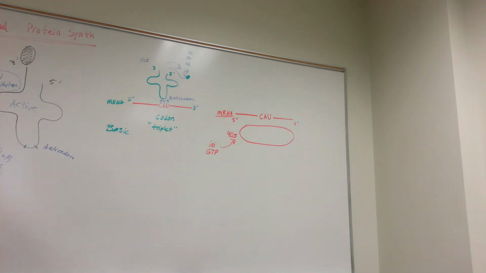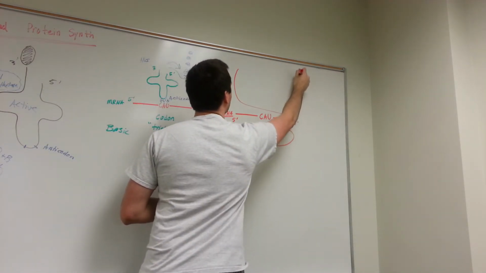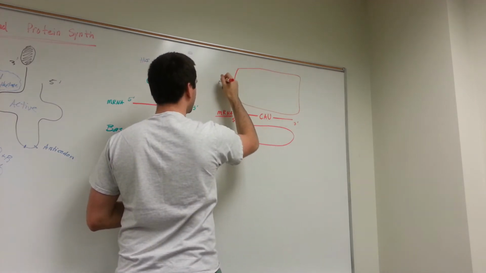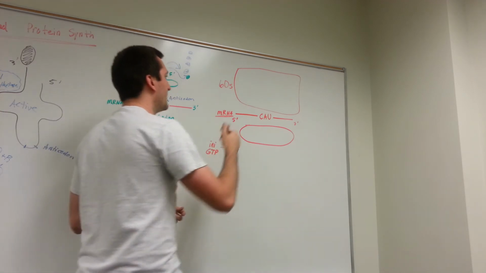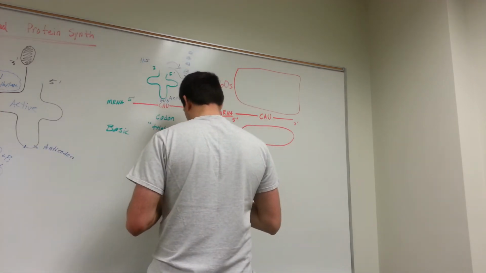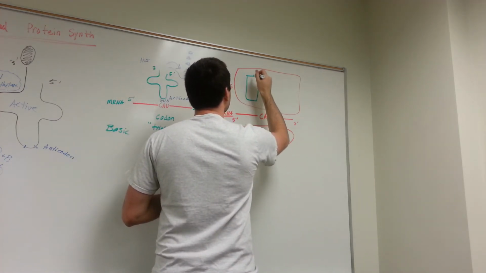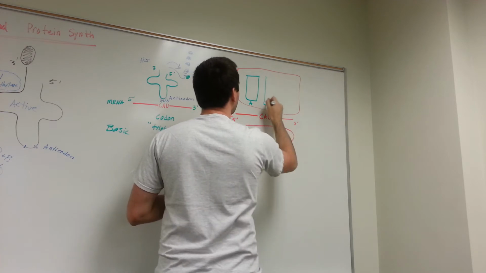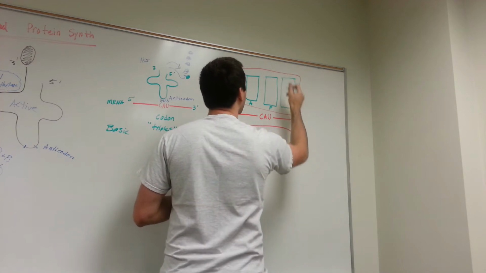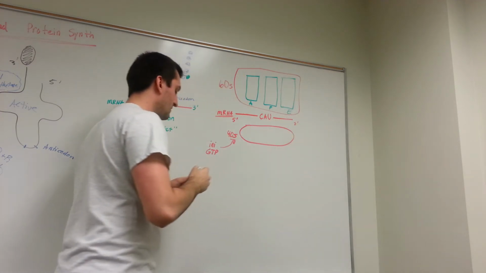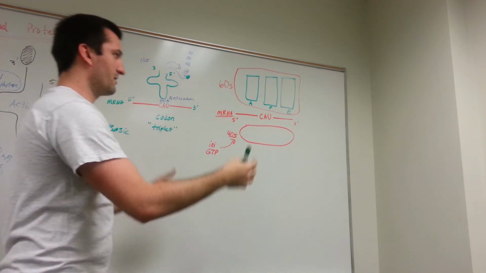So next what's going to happen is we're going to have our large subunit come in. That's going to be our 60S, and it's got three different sites. It's got an A site, it's got a P site, and it's got an E site to it. So our 60S subunit has an APE kind of area to it.